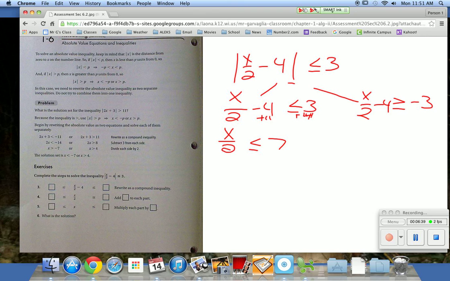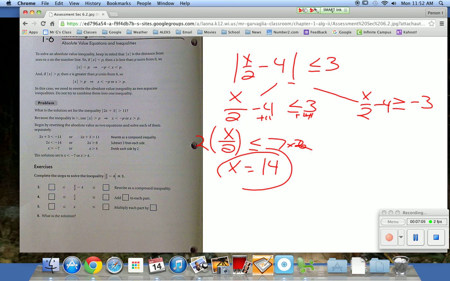Now we can multiply both sides by 2, right? Multiply by 2 here, multiply by 2 here, 2x equals 7 times 2. If you're dividing on one side, multiply on the other. If you're multiplying on one side, divide on the other. So x equals 14. That's one of our answers.